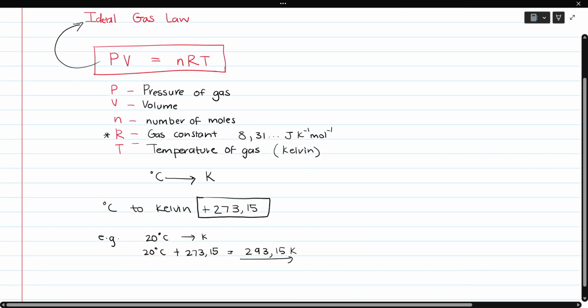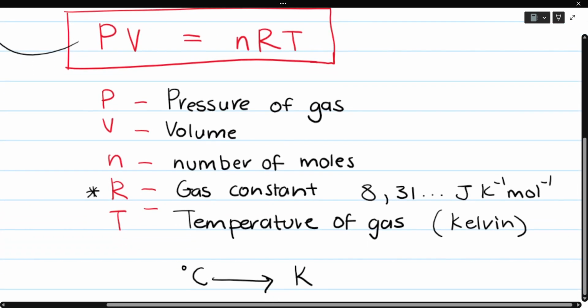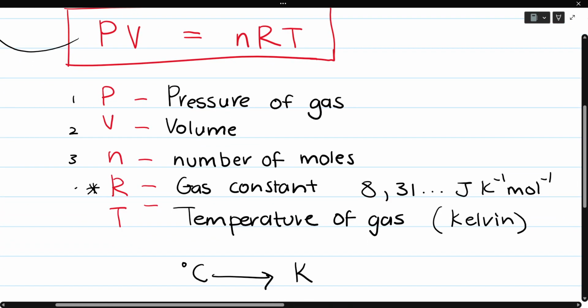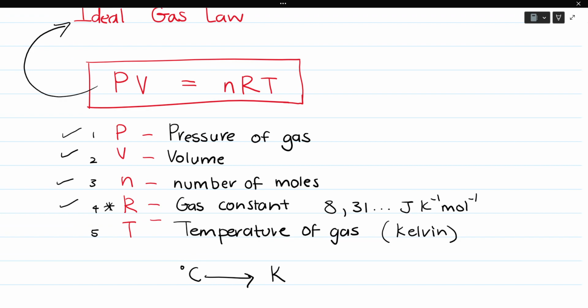Once again, we have this equation. This equation will be helpful when you have, let's count this, 1, 2, 3, 4, 5 different quantities in this equation. And how maths works is if I give you 4 of these quantities, you can go and find the 5th quantity. So if I give you the pressure, the volume, the number of moles, and the gas constant, you can use that to find your temperature.